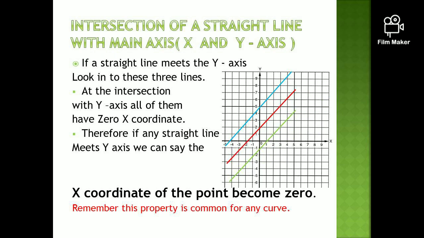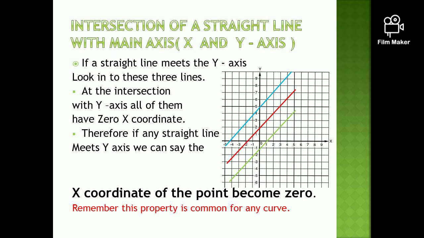Now let's try to find the intersection of a straight line with the y-axis. If you refer to the light blue line, the coordinate where the line meets the y-axis is (0, 5). The red line (0, 2), and the green line (0, -1). Therefore, from all these three coordinates we can obtain a common property. What is that? The x coordinate becomes 0. Therefore, whatever the straight line that meets the y-axis, we can say the x coordinate of the point becomes 0.